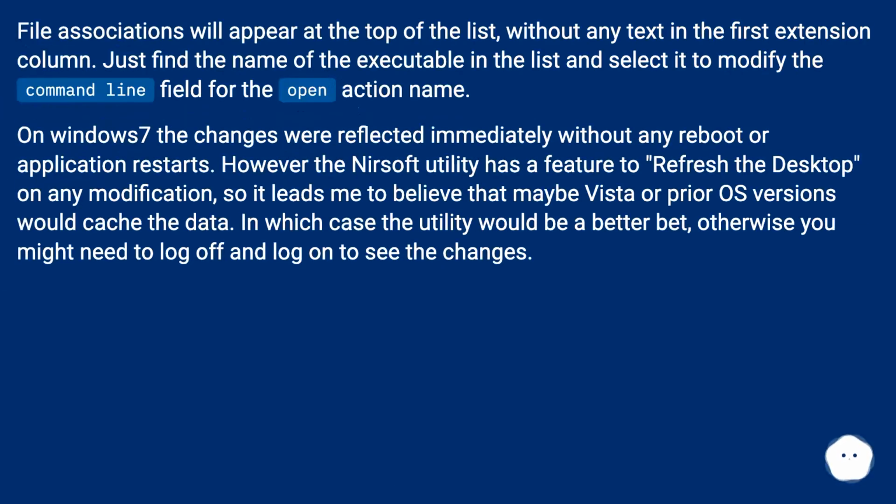File associations will appear at the top of the list, without any text in the first extension column. Just find the name of the executable in the list and select it to modify the command line field for the open action name. On Windows 7, the changes were reflected immediately without any reboot or application restarts. However, the Nirsoft utility has a feature to refresh the desktop on any modification, so it leads me to believe that maybe Vista or prior OS versions would cache the data. In which case the utility would be a better bet, otherwise you might need to log off and log on to see the changes.